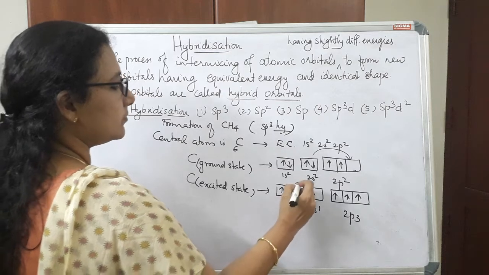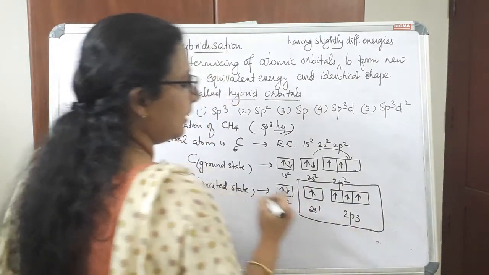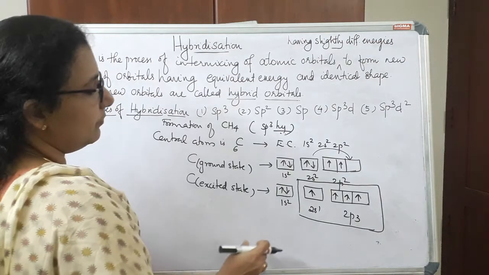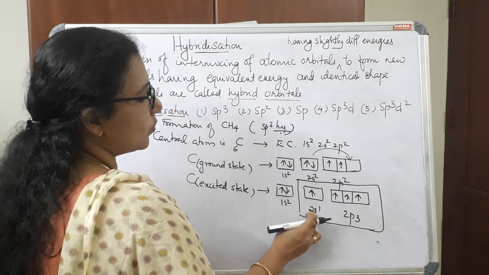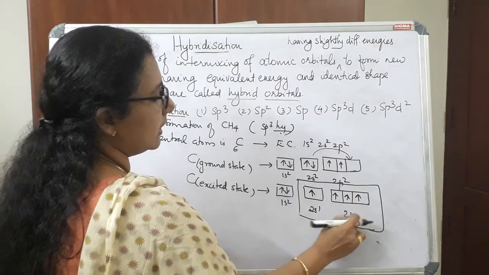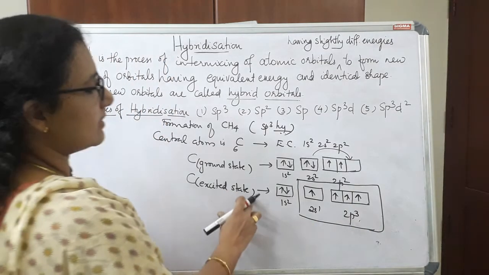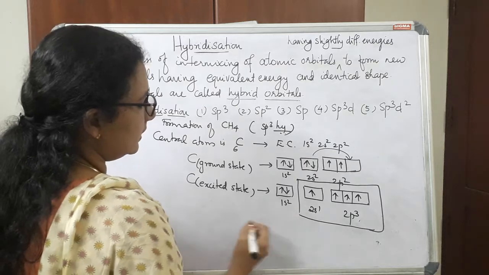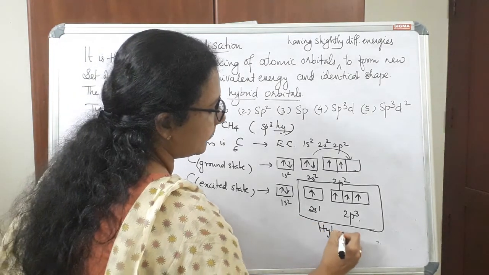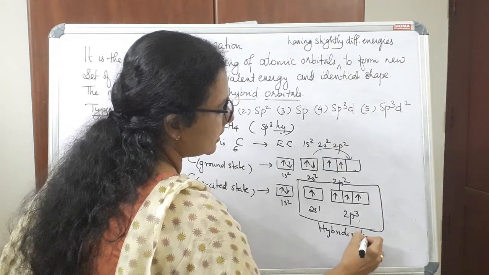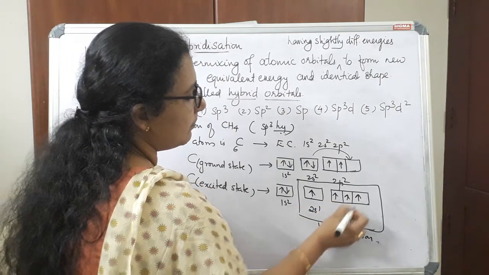We know that the outer electrons or the valence electrons take part in bond formation. So we will consider the second shell only. So 2s1 and 2p3 is the configuration of carbon in the excited state. Now there is a process called hybridization. So hybridization takes place with one s orbital and 3 p orbitals.